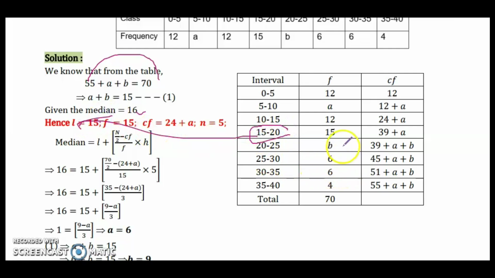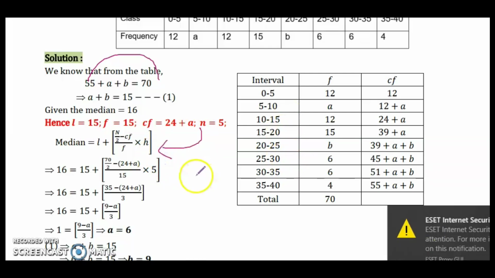What is the corresponding frequency? It is 15 here. What is the cumulative frequency? 24 plus A. What is h? h is the length of the interval, that is going to be 5. Therefore, take all these answers and put them in this formula.